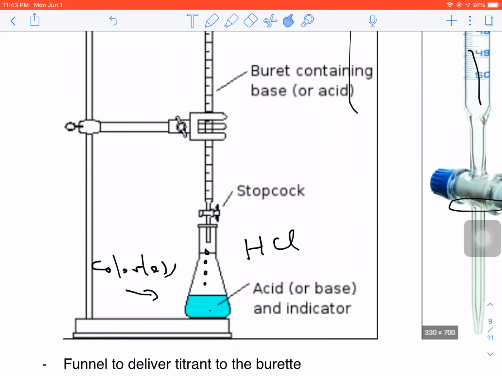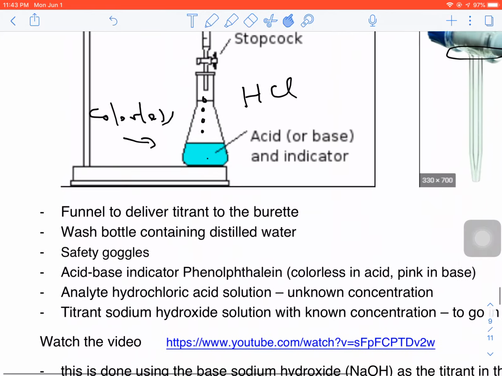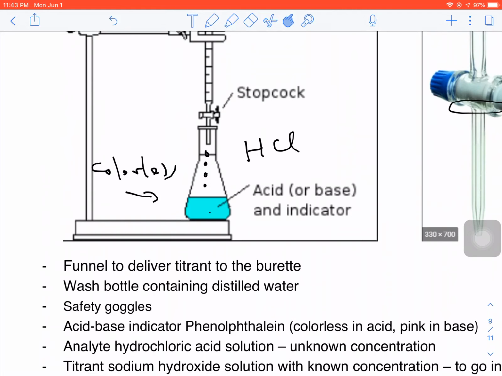So there's the third thing I'm going to need. I needed the pipette and bulb, I needed the Erlenmeyer flasks, and now I need the burette and the stand that's going to hold the burette. It's nice and sturdy. Other things I'm going to need: a funnel to put on the top of the burette so I can add the titrant, a washing bottle, a squirt bottle with pure distilled water in it, and safety goggles, absolutely, because we're working with acids and bases which can damage the eyes.